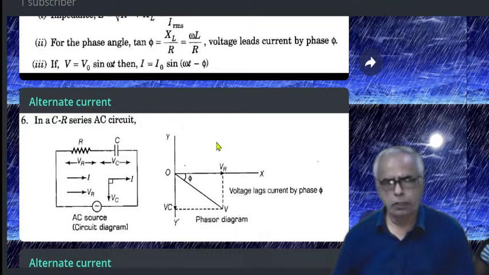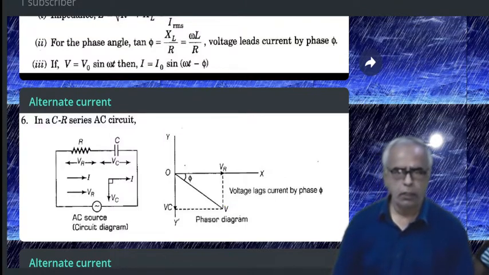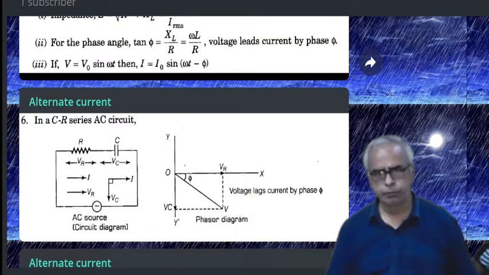And now let us look at the phasor diagram here. You have the x-axis and y-axis. Along the x-axis we have VR. Along the y-axis downward we have VC, and that should be represented as V subscript C. In this diagram it is wrongly given, but please correct that. V subscript C represents the capacitor voltage.